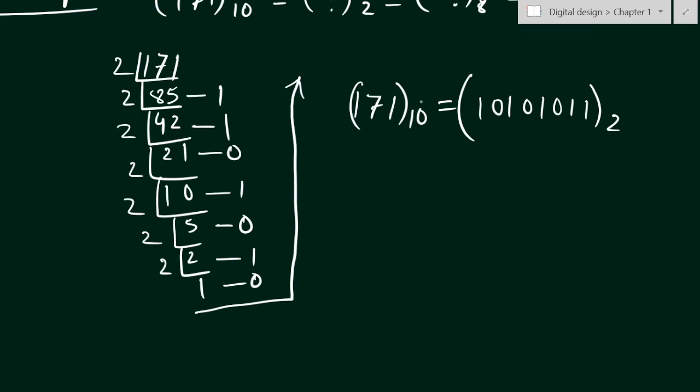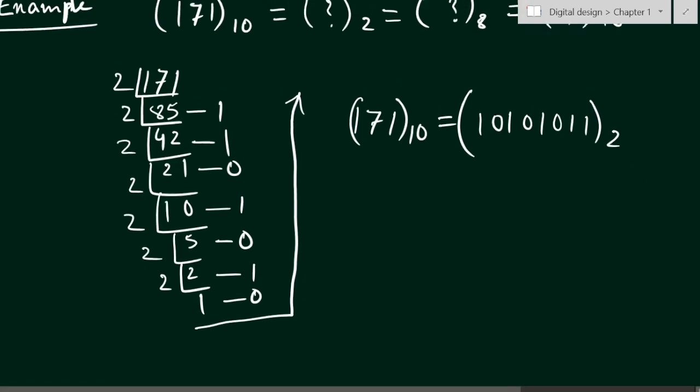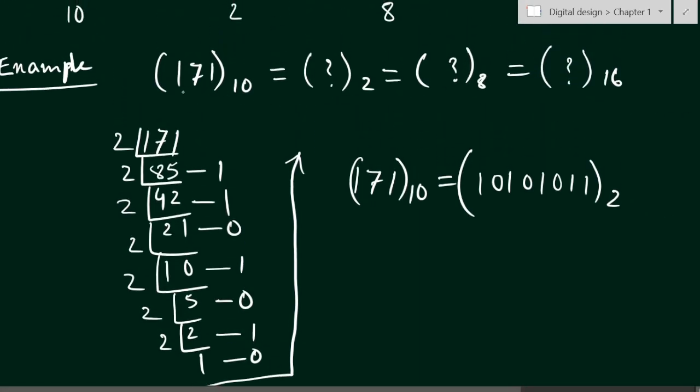Whatever the target number system is, we have to take the base of that number system and divide the decimal number by it. Here we have converted from decimal into binary, so binary is the target number system. In binary we have base 2, so divide this decimal number by 2.